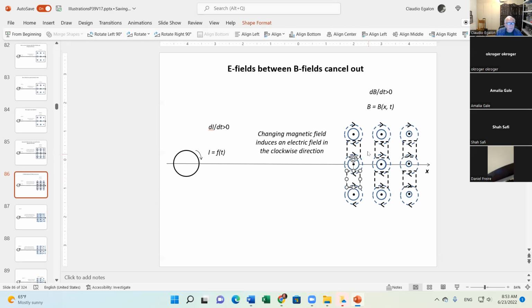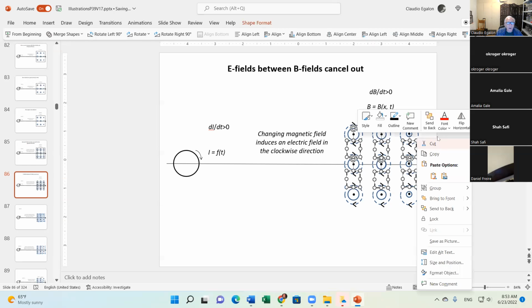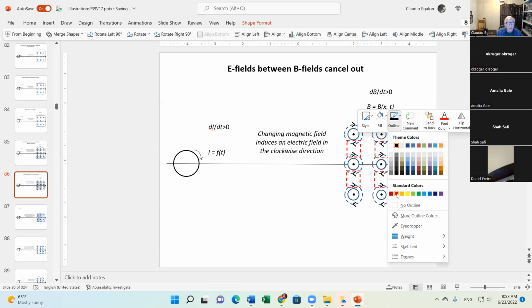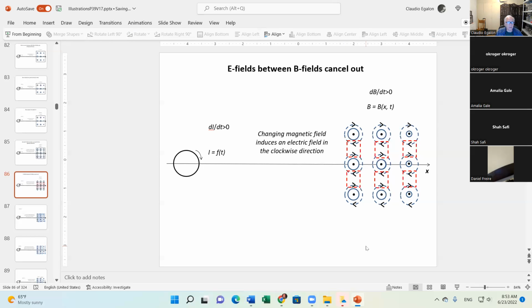Maybe I should put it in a different color so it stands out from everything else, otherwise it becomes invisible, right? I'm going to put it in a red color. Not this one, it's this one here. Here you go. E fields between B fields cancel out because they point in opposite directions.